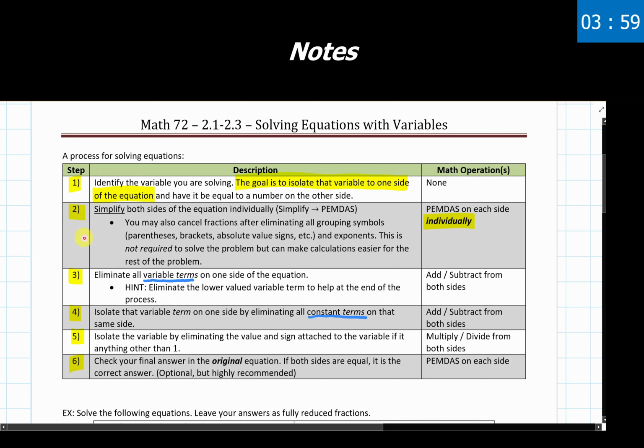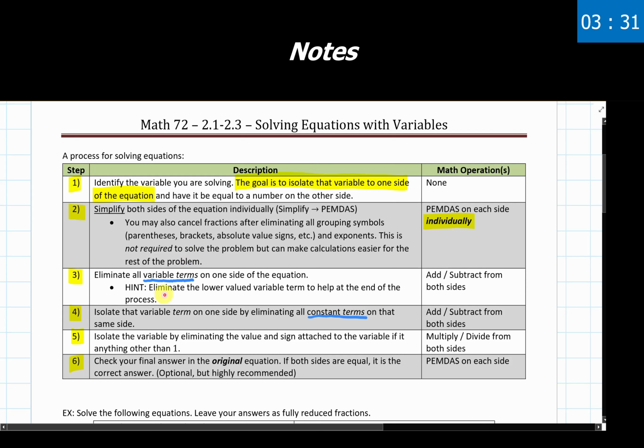Once we've simplified each side of this equation, we are then going to actually start solving this thing. My recommendation is if we have variable terms on both sides of the equation, we want to eliminate all variable terms on one of those sides. Again, our goal is to get the variable all by itself on one side of the equation, so if it's on both sides, we should probably get rid of it.